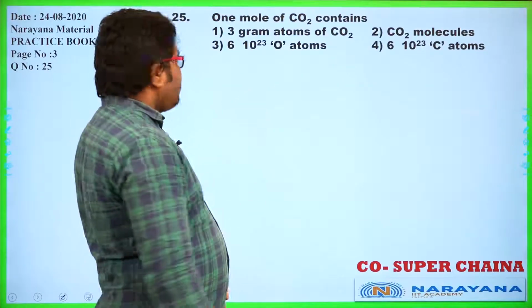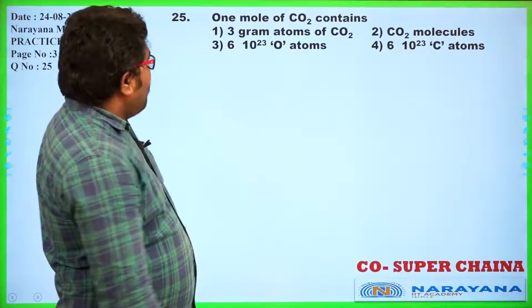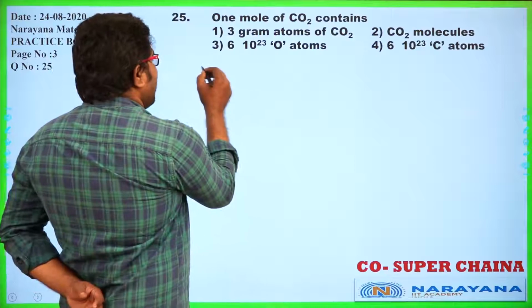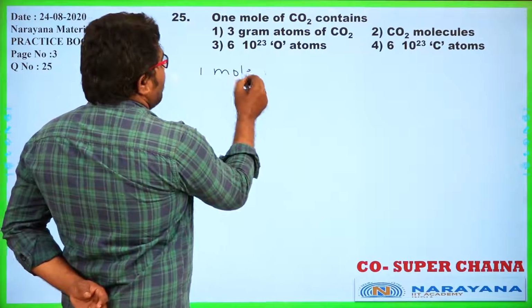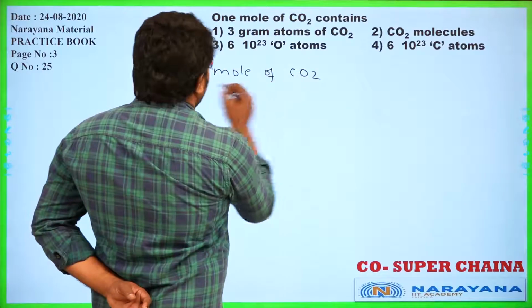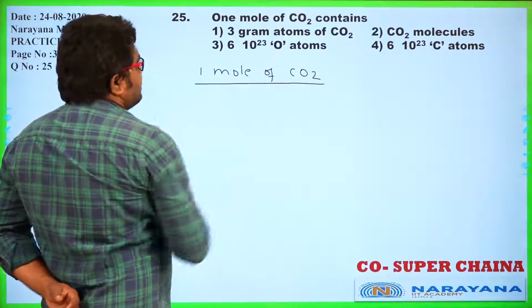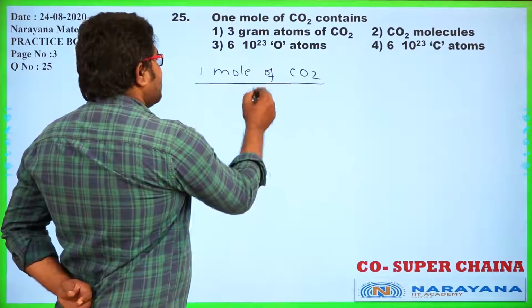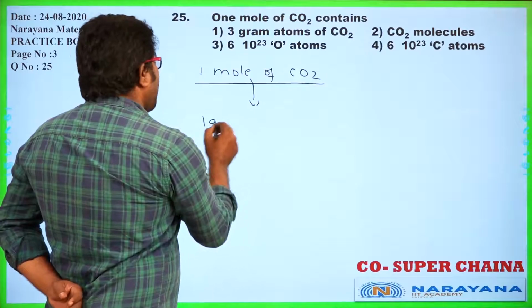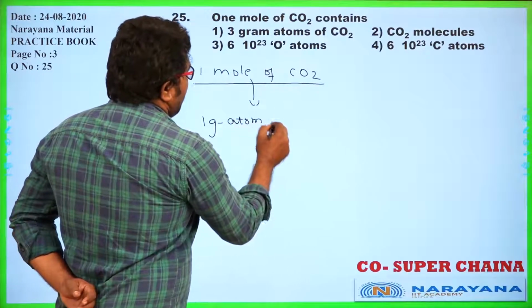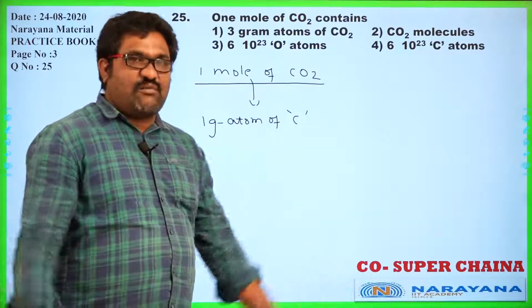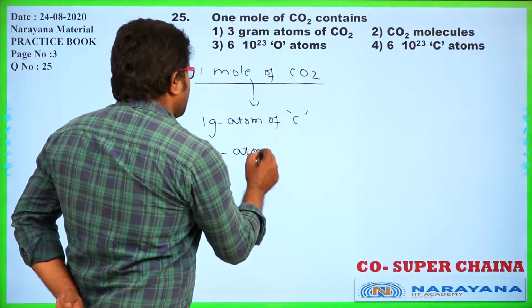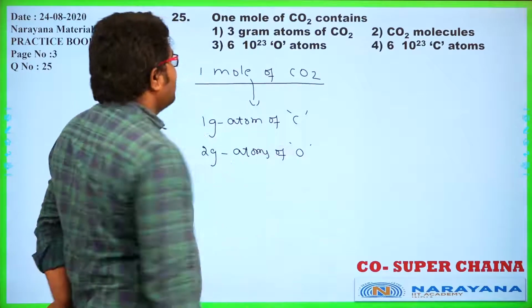See here, question number 25. 1 mole of CO2 contains, he is taking 1 mole of CO2. It contains 3 gram atoms. See here, 1 gram atom of carbon. 1 gram atom is nothing but 1 mole. And 2 gram atoms of oxygen. Okay, this is the right answer.